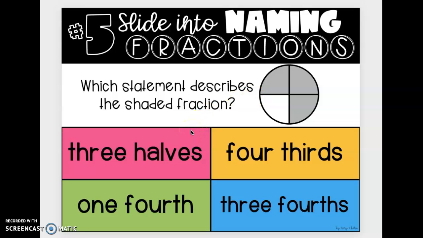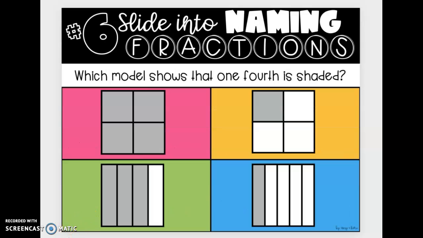Let's see if we can find three fourths as an answer. Yep, there it is. Three fourths. Three out of the four pieces are shaded. Let's try this one. Which model shows us that one fourth is shaded? So we need to first find a shape that is partitioned or divided into four equal parts, four equal shares, four equal pieces. So this square is in fours.